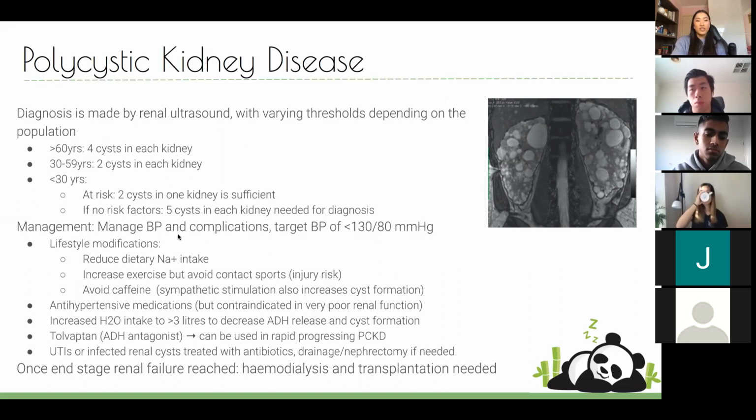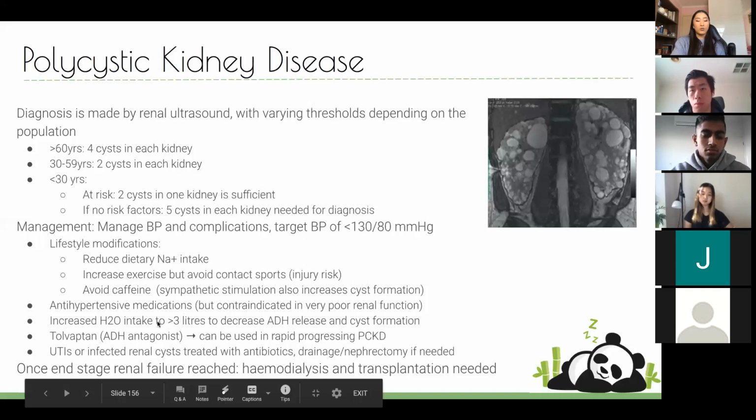The management of it, similar to management of any renal condition, really is to try to control blood pressure and just manage complications. So your classic lifestyle stuff, antihypertensive medications, so your ACE inhibitors and ARBs, increasing water intake.